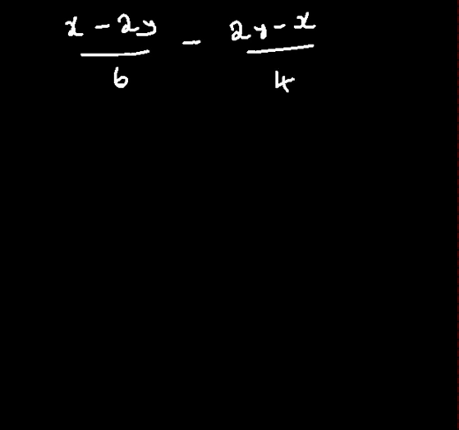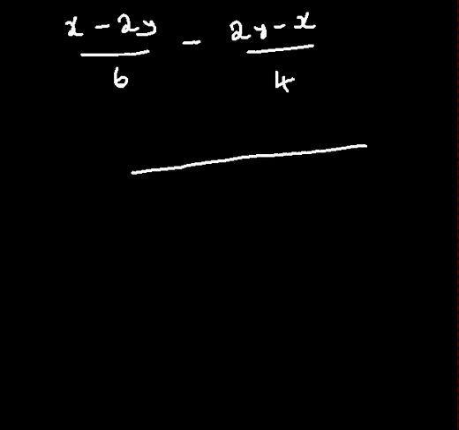Let's say we have (x - 2y) divided by 6, minus (2y - x) divided by 4. So what do you think is the common denominator here?